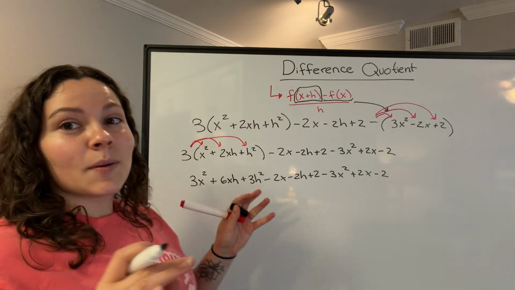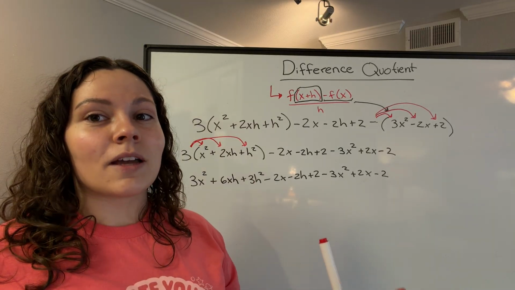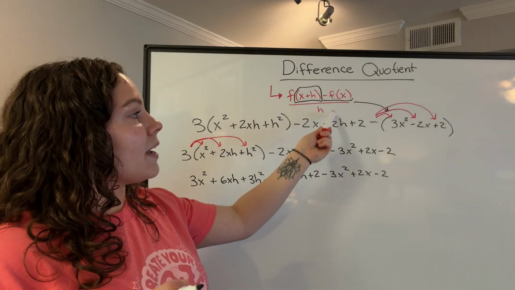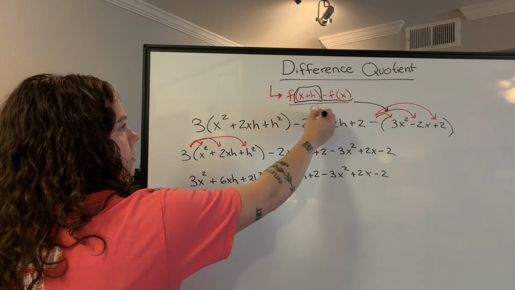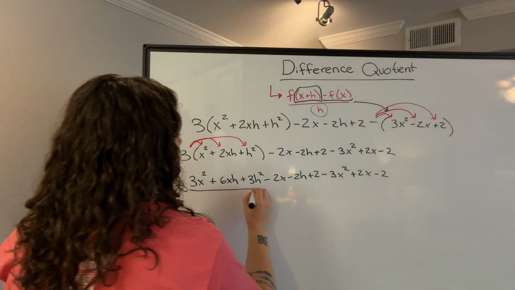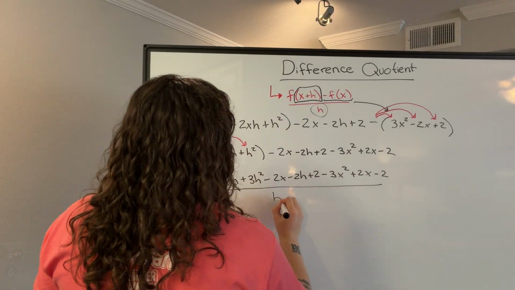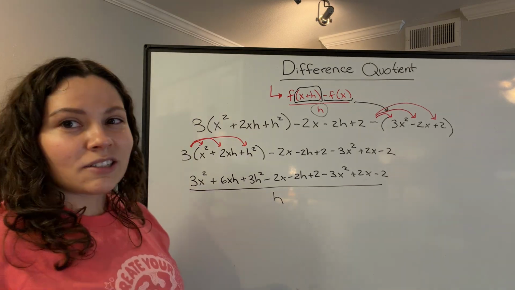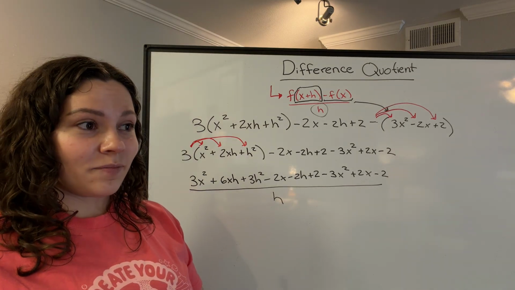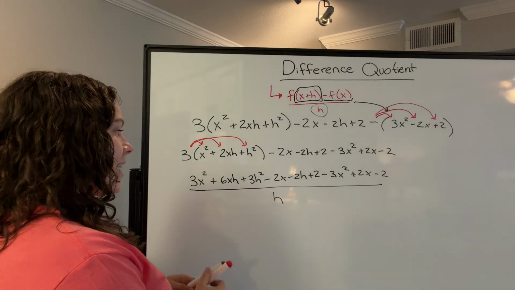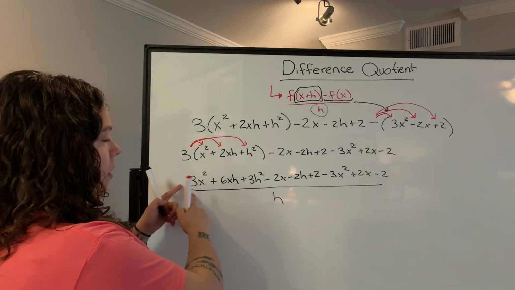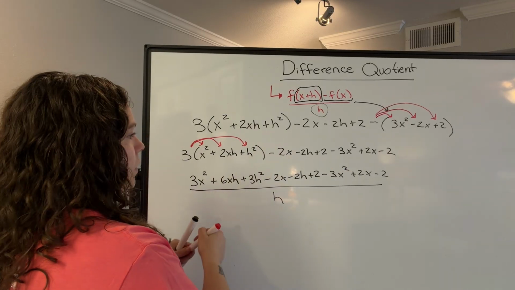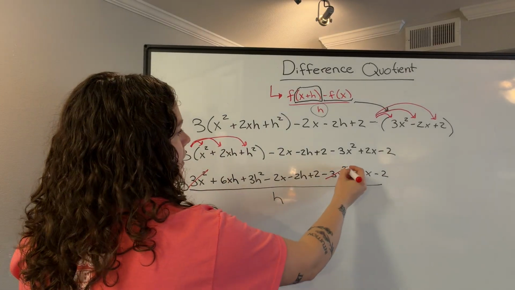The last part, this is when everything comes together, and it's honestly kind of satisfying. So we have to divide everything by h because that's the last part of our difference quotient. So I'm going to take all of this and divide it by h. And if you really look closely, you can start to see that we can cancel things out. It's kind of nice. We have a 3x squared and we have a negative 3x squared. Well, we can just cancel this out.